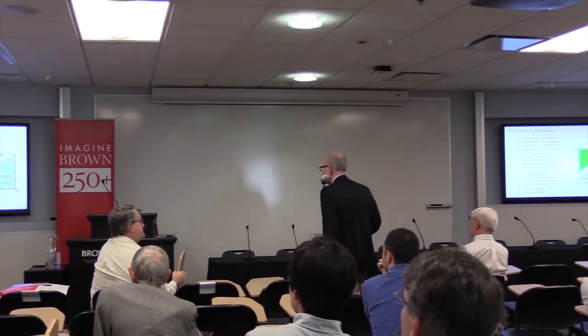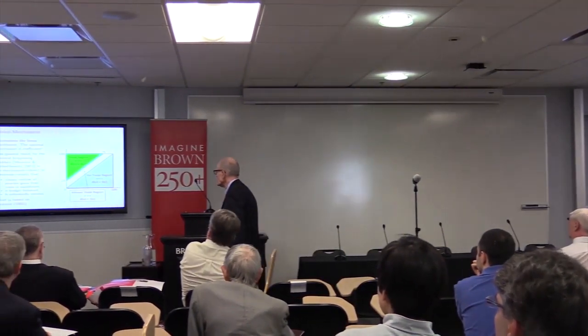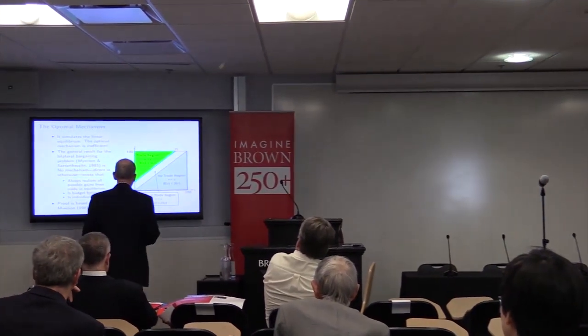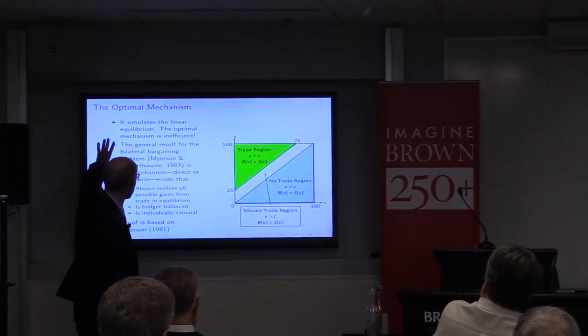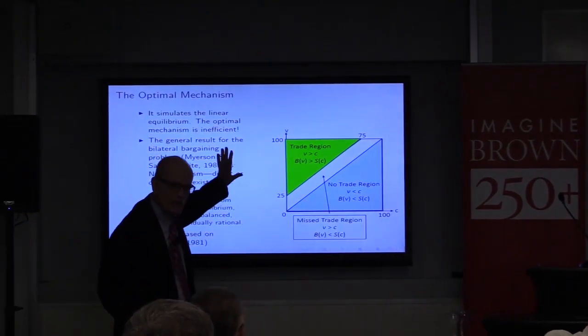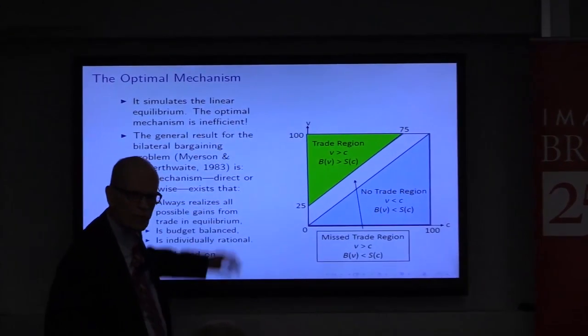And that's wonderful. I can use the same graphic because it's exactly the mechanism we had before. That's totally fortuitous and not general. So we've got a mistrade region, and so on. But anyway, it's exactly the same thing as before. This is the optimal mechanism.